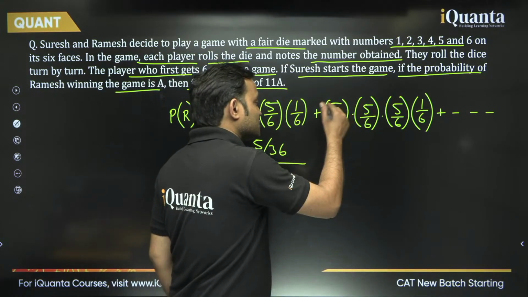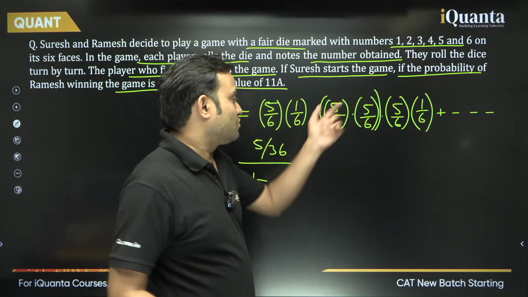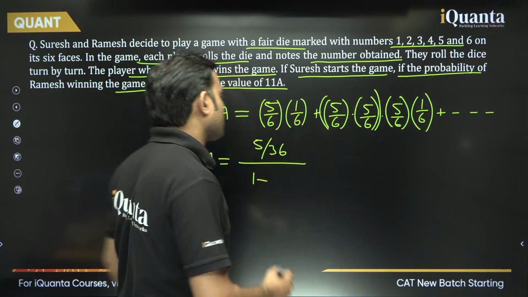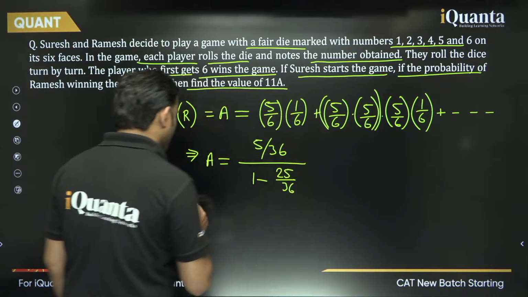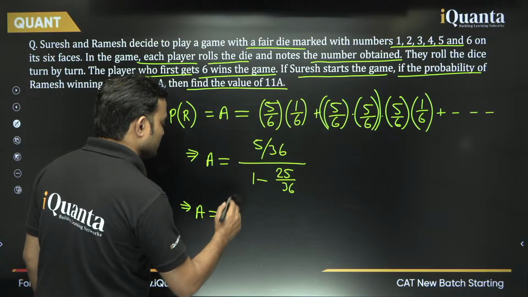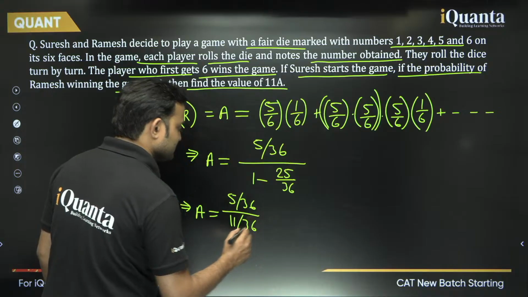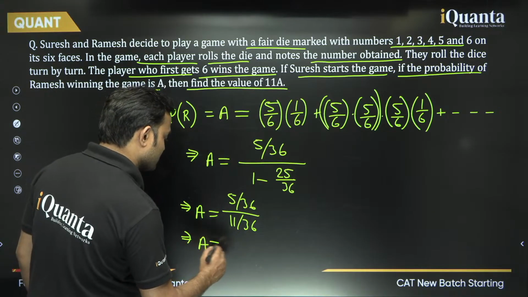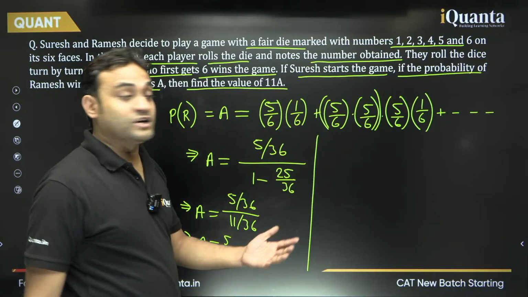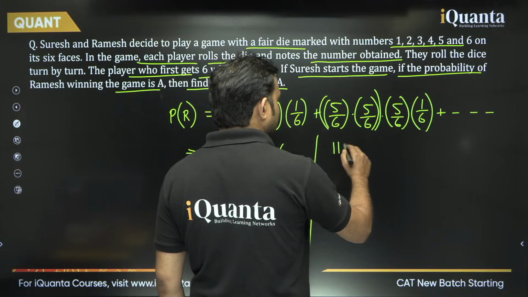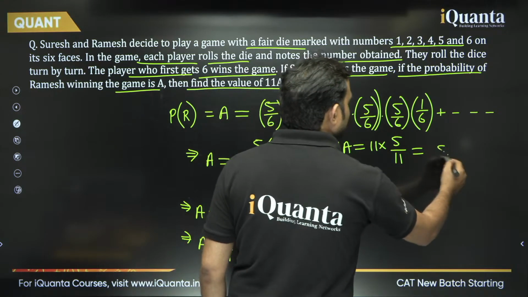So this will be coming each time once more. So once, twice, thrice. So this will be our common ratio, 1 minus 25 upon 36. So A is equal to 5 upon 36 divided by 11 upon 36, or we can say A is equal to 5 upon 11. If A is equal to 5 upon 11, what do we need to find? We need to find 11A. So 11A will be equal to 11 into 5 by 11, which is equal to 5.